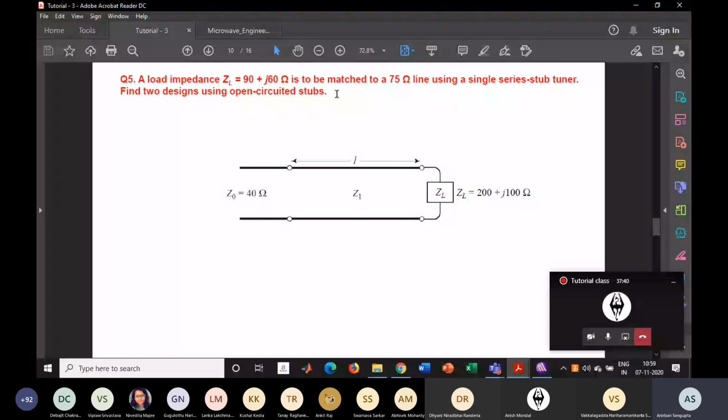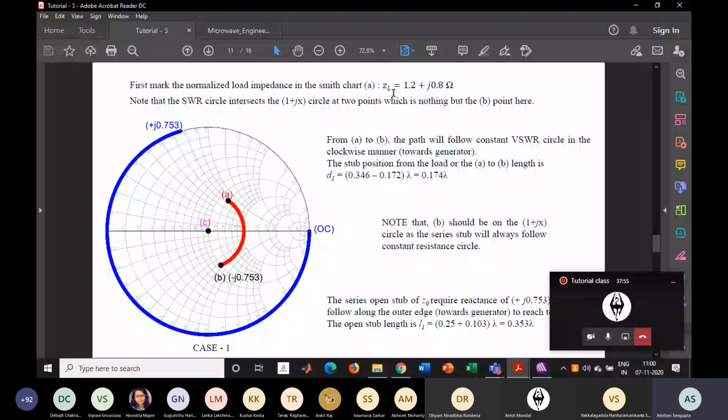Now, how to approach this question? First of all, you have to normalize that ZL by this 75 ohm, and it will come out like this. Small zL equals 1.2 plus J 0.8, and you mark this point on the Smith chart, and it will come out at the point A.